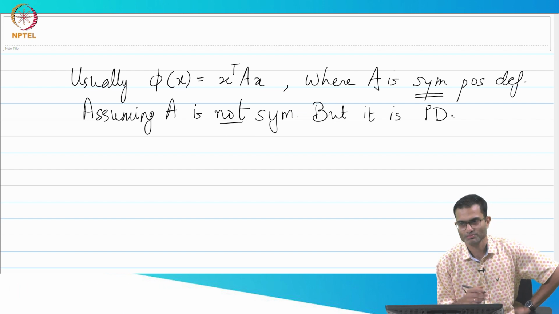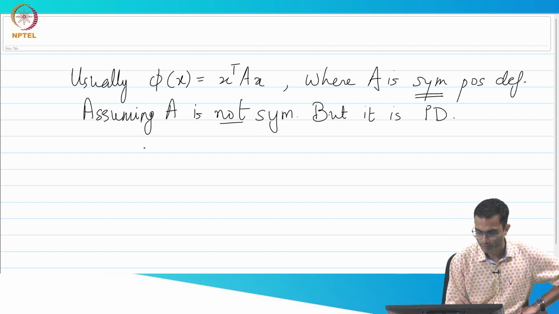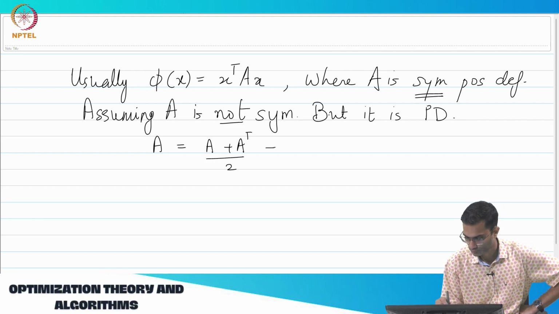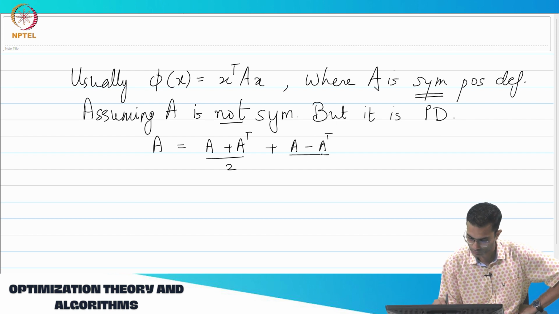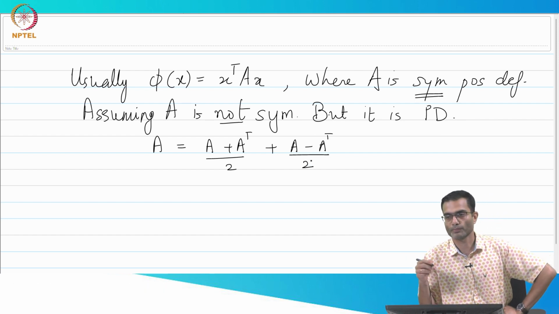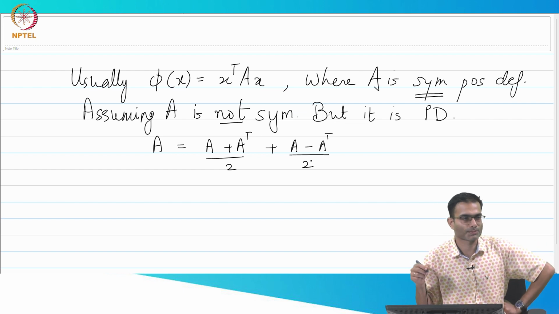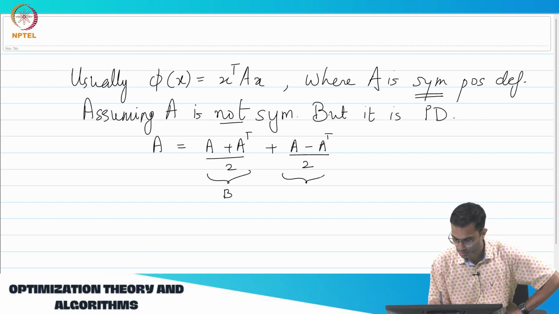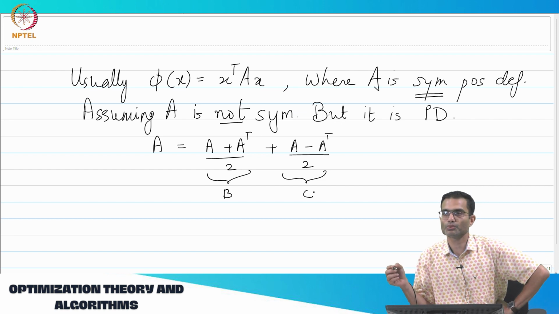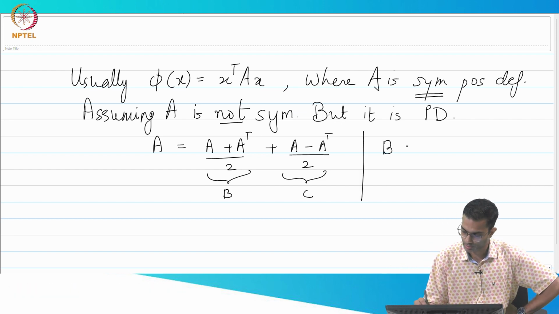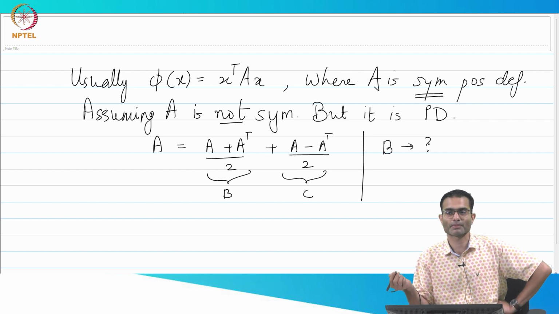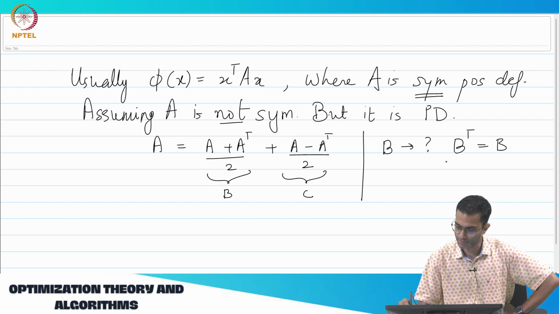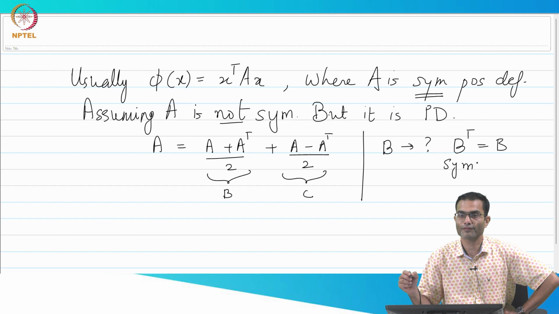Okay, so what follows is very, very simple linear algebra. Can I write A in this form? Obvious, I just added and subtracted half of A transpose. But let's call this B, and let's call this C. So can you say something about B? B obviously is symmetric because B transpose is B. You can easily check that. So this is called the symmetric part of A.